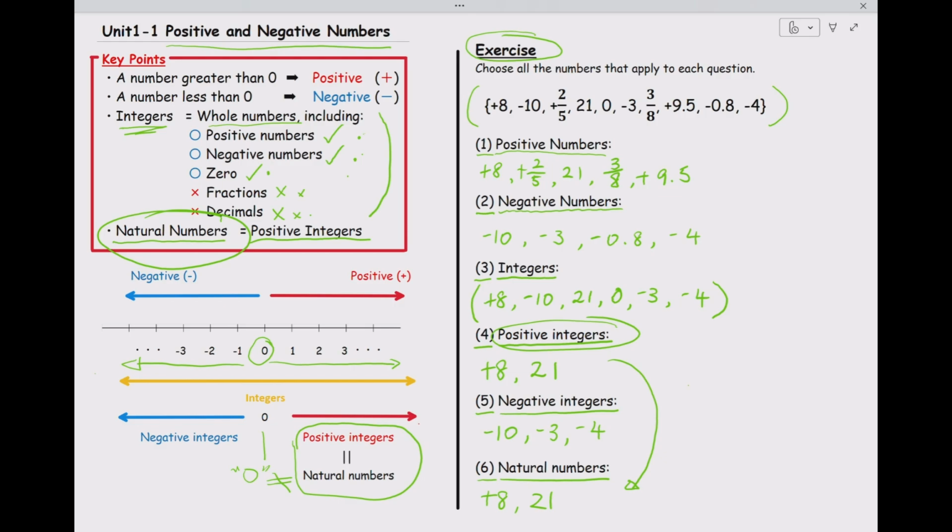In the next video, we will talk about addition and subtraction of positive and negative numbers.